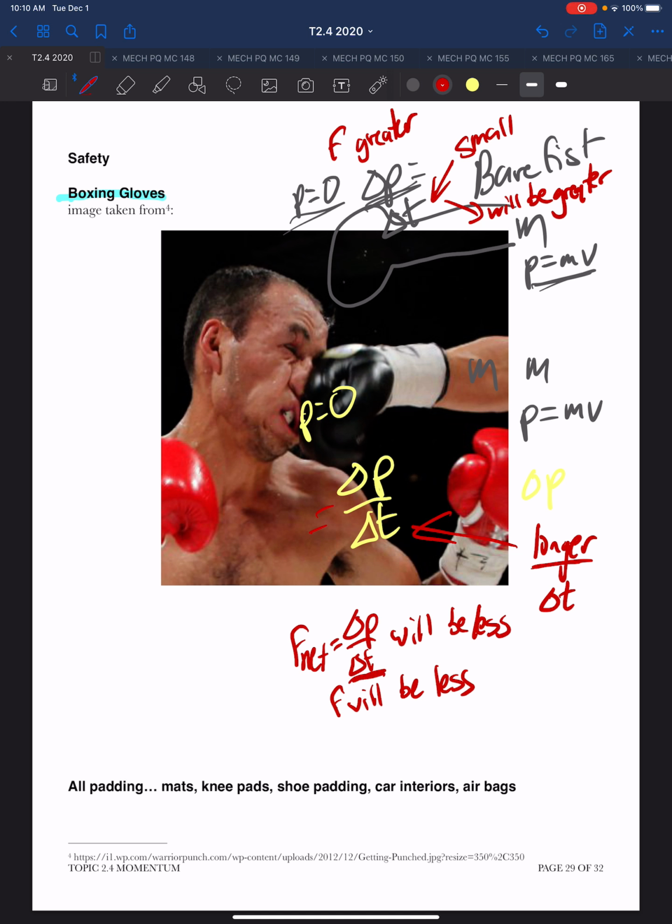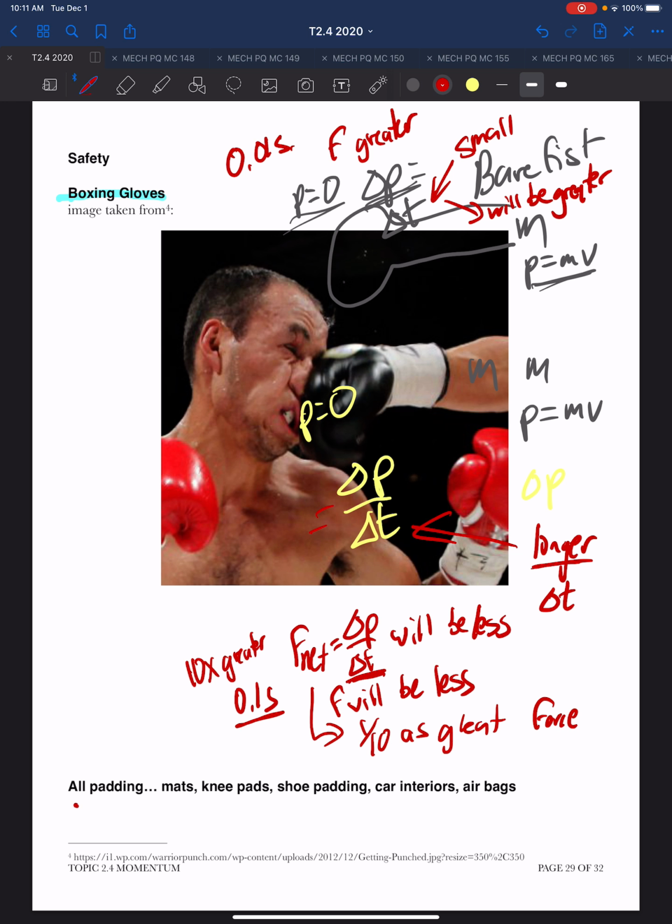And that happens because of a change in time. If, let's say, the fist comes to a rest in 0.01 seconds, and the glove comes to rest in 0.1 seconds, that means that the time is 10 times greater. And if the time is 10 times greater, the force will be 1/10 as great. So even a small change in time can make a huge difference in terms of the force that is felt.